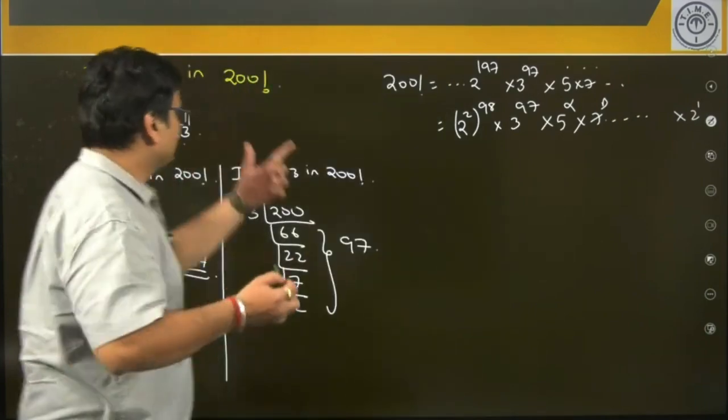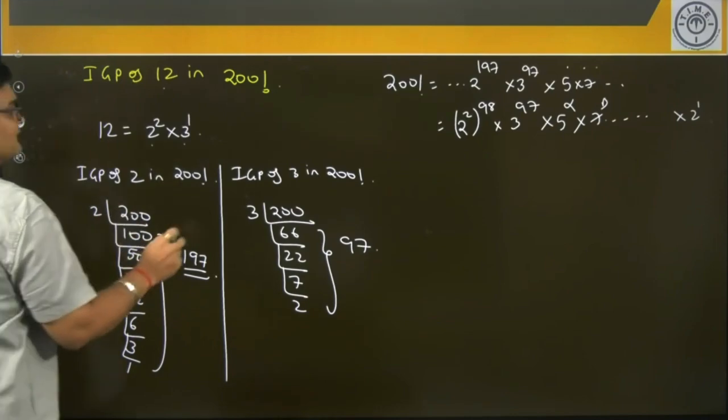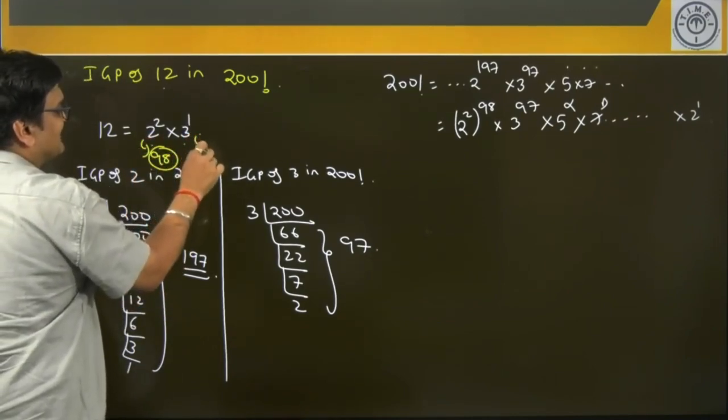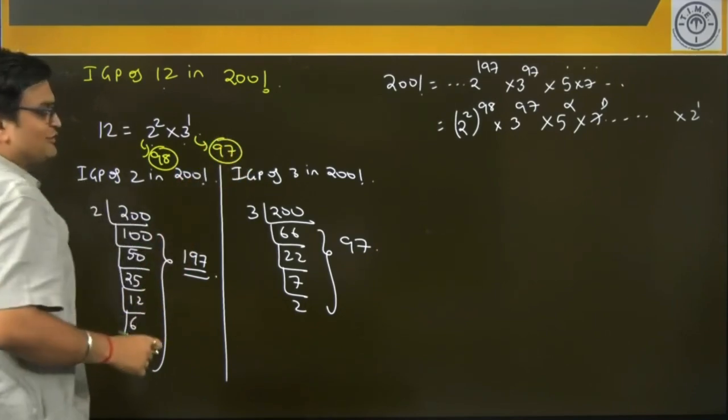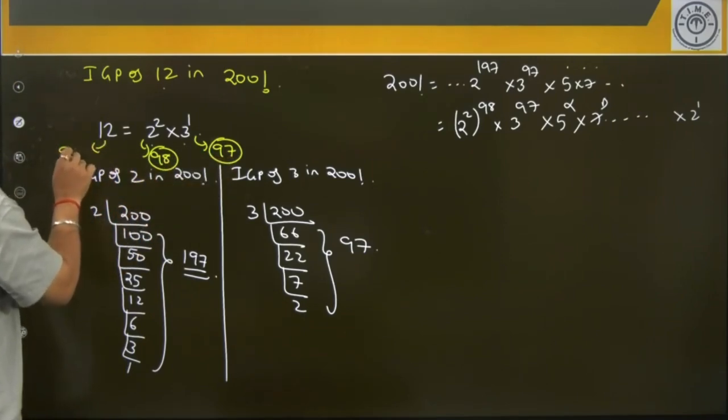So how many 2 squares are there? Please note from that representation. 98 are there. And how many 3s are there? 97 are there. So how many 12s will be there? So obviously 12s will be the minimum of the 2, which is 97.